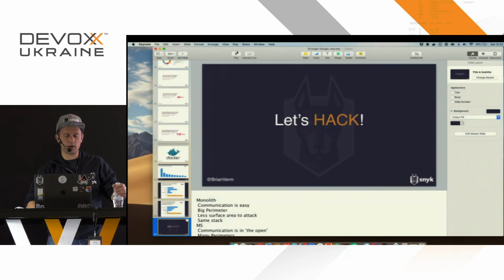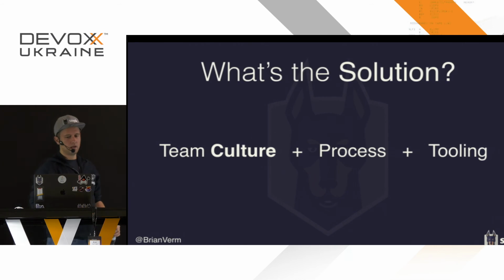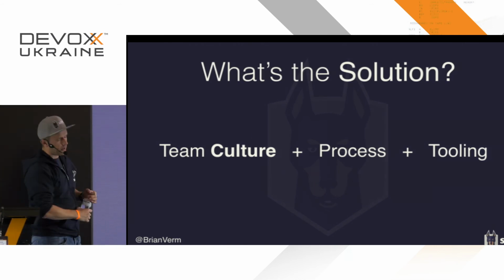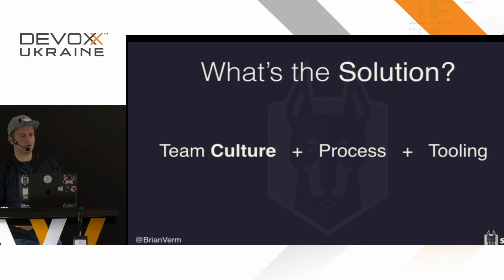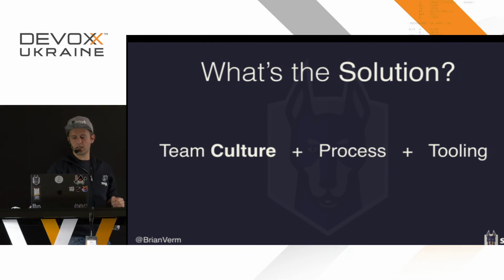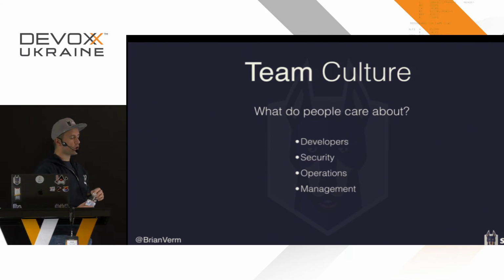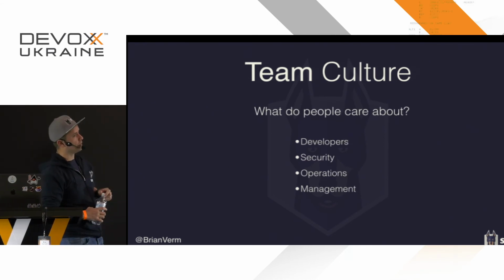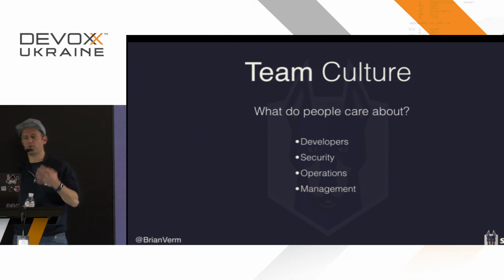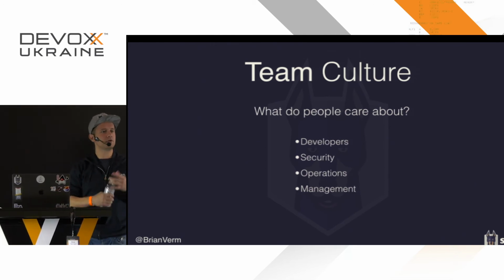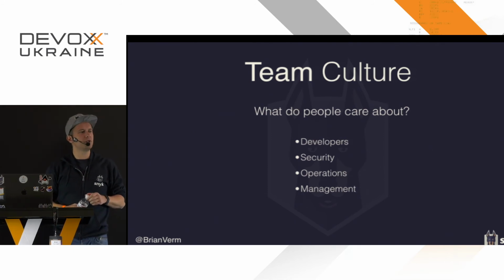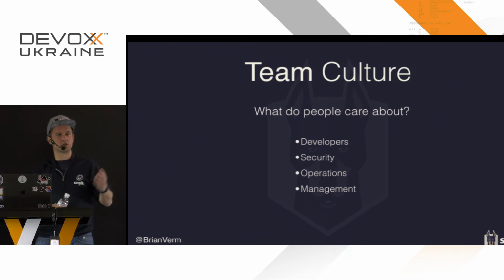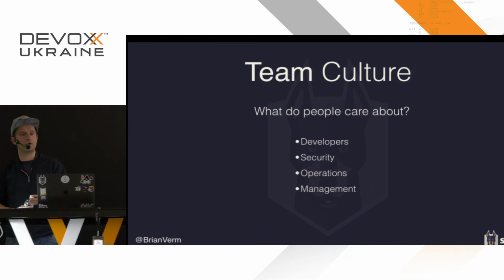Well, the problem is not easy to solve. The solution is 3 parts, and they're equally important: team culture, process, and tooling. Tooling is obvious, but let's get into the team culture. We work with different people, developers, security people, operations, management, and we all think about different things. Developers want to build stuff, right? Want to ship stuff. Security people don't care if it works or not, because if it doesn't work, it doesn't go into production, you're not vulnerable.